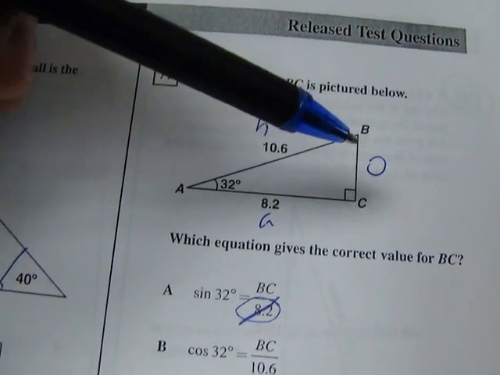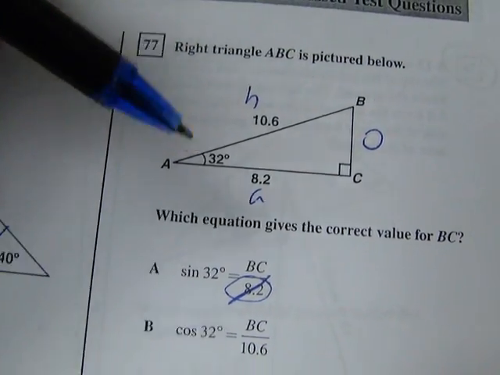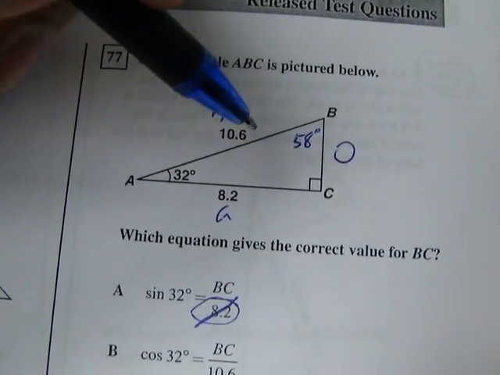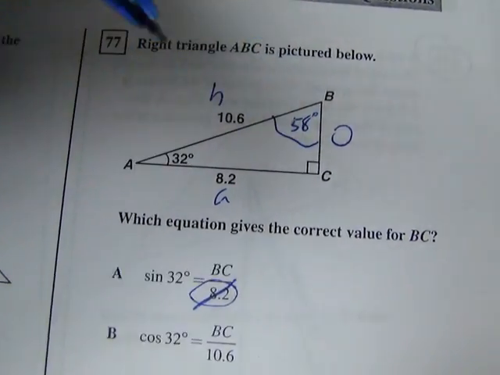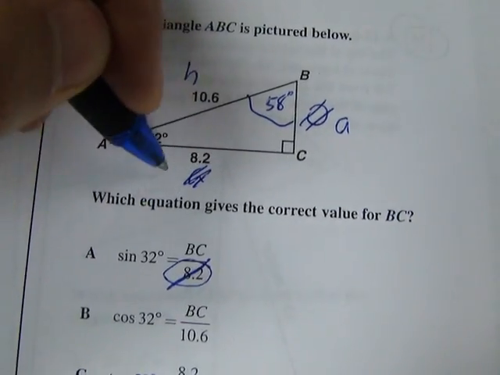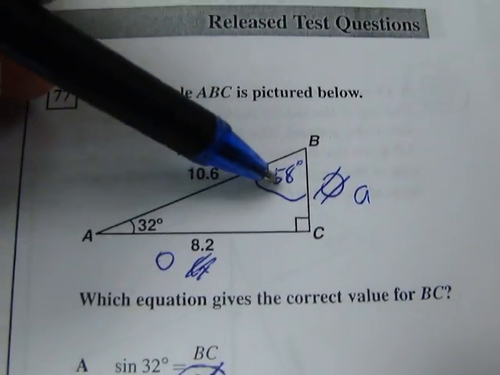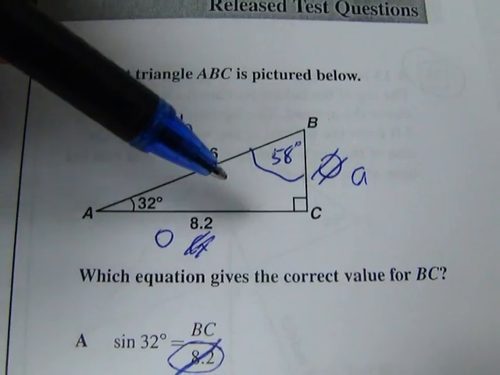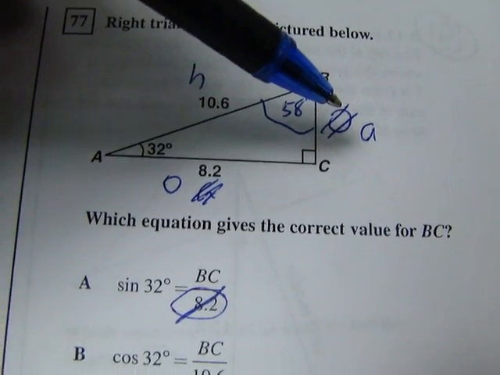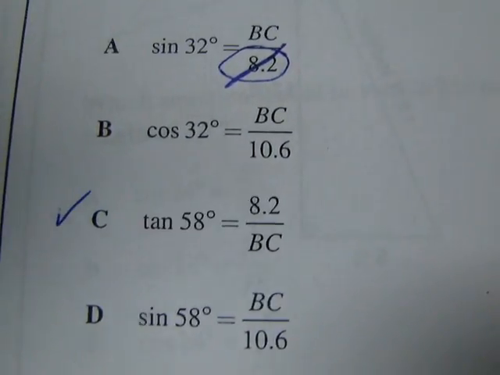So now it's a moment where we have to get a little creative. This is 90, this is 32, so by triangle sum theorem we know that this one's going to be 58. Now the thing about this is that it changes our angle of record. Now this one is our angle of record, so this is no longer opposite, this is now adjacent, and this one is opposite. So now we can say, for instance, if this is the angle, that the tangent of 58 equals 8.2 over BC. Well, we do see that. We see it right here. Tangent of 58 equals 8.2 over BC.